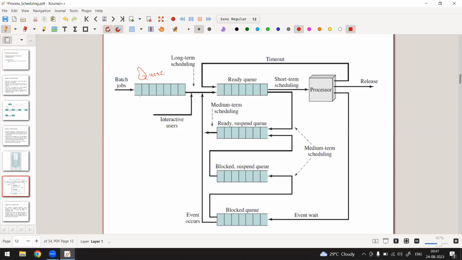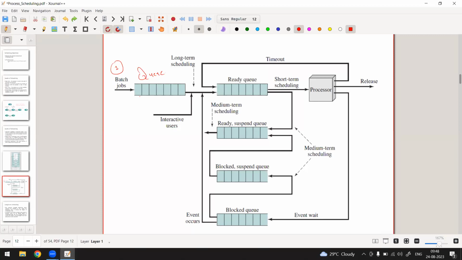So we start from this queue, let's say this is number 1. The new process is created, so it will be entered into the batch of jobs which are created in the system, and added to this pool. Then the long-term scheduler will decide which process out of this queue should be kept in the ready queue.